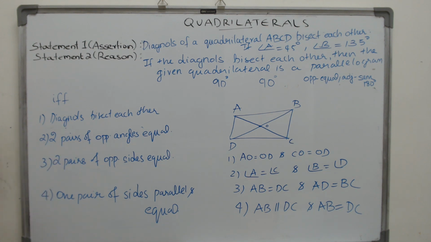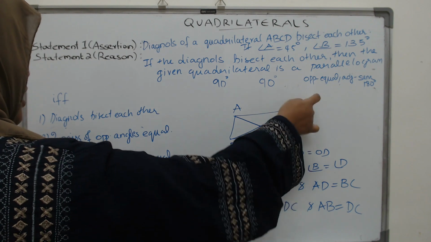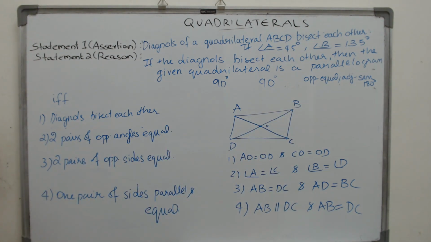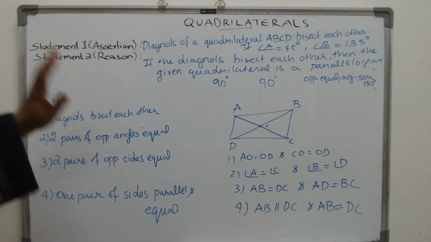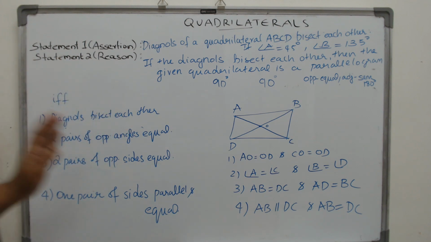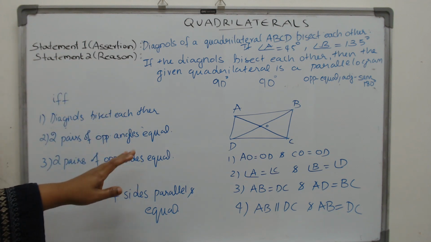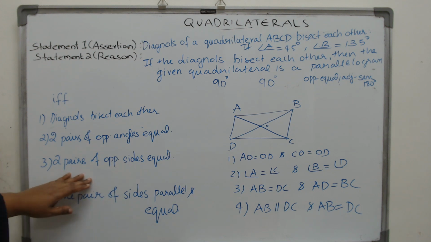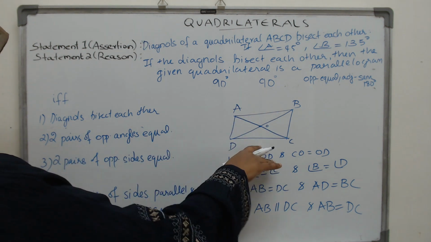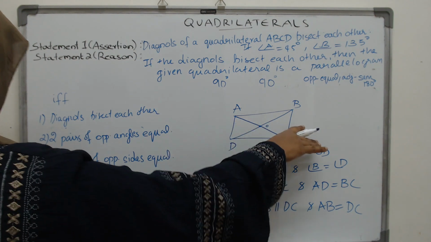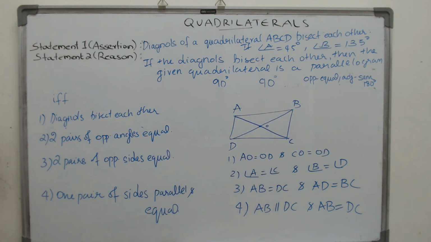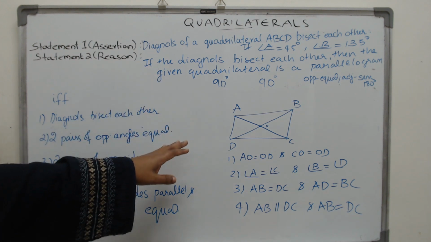You don't know anything about the diagonals, but you do know about the angles. You know that A and C are equal. You know B and D are equal. That is enough. If you can find that, then again this will be a parallelogram. Now you have no idea about the diagonals, no idea about the angles. All you know is about the sides. If you can prove both the pairs of opposite sides, AB and CD are equal, AD and BC are equal, if you can prove that, then again this will be a parallelogram.